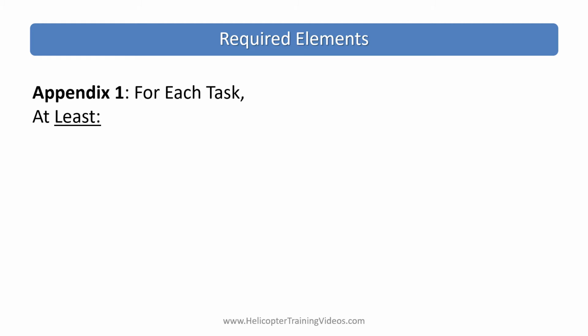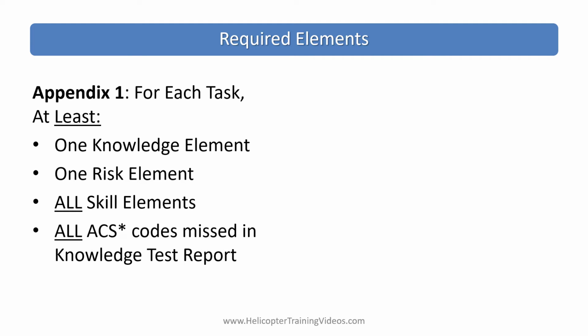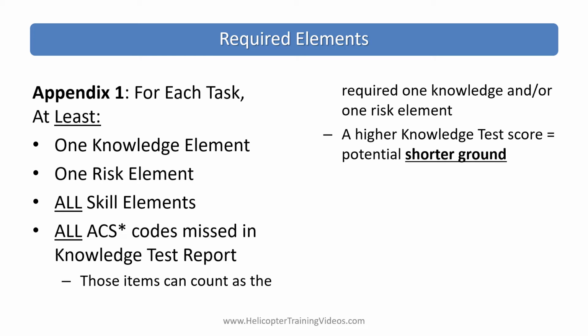So what do we actually have to do for each task? What are the required elements? Luckily, Appendix 1 will tell us that, and it says for each task, at least one knowledge element, one risk element, all the skill elements, and all the ACS codes missed in the knowledge test report. So a higher knowledge score is going to mean that you have fewer elements potentially to cover, which can lead to a potentially shorter oral. It's always been important that you do well in your knowledge test, but even more so now. You could walk out with 100% or a very high 90, and you're going to have a lot fewer of these required extra elements.